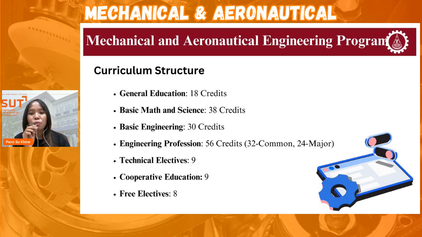Common courses are for both mechanical and aeronautical. Like we have to take general elective courses, technical elective courses are also mandatory, and a total of 9 credits. For cooperative education, we will get 9 credits. Last but not least, free elective courses for 8 credits. Here, general elective and free elective are not the same.